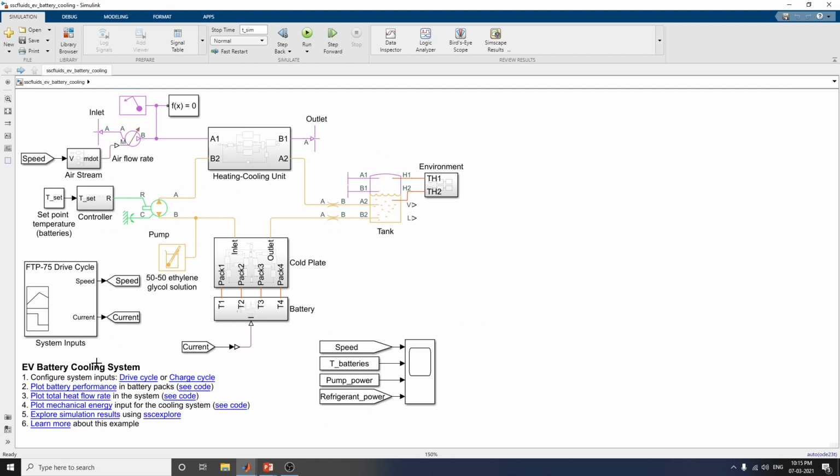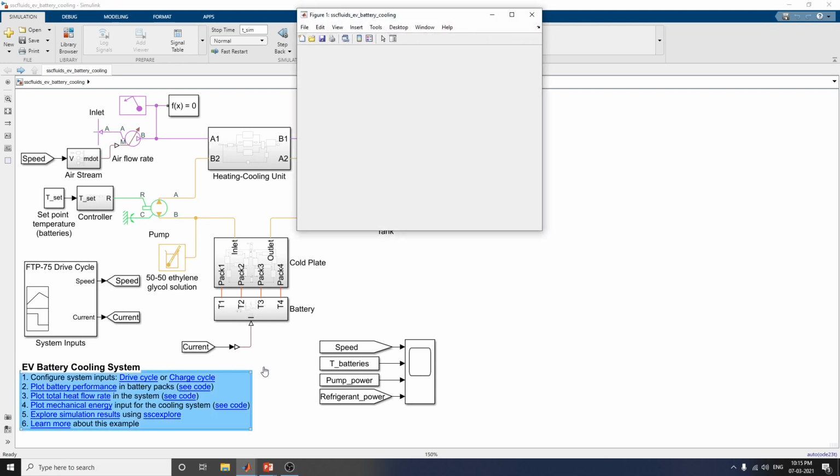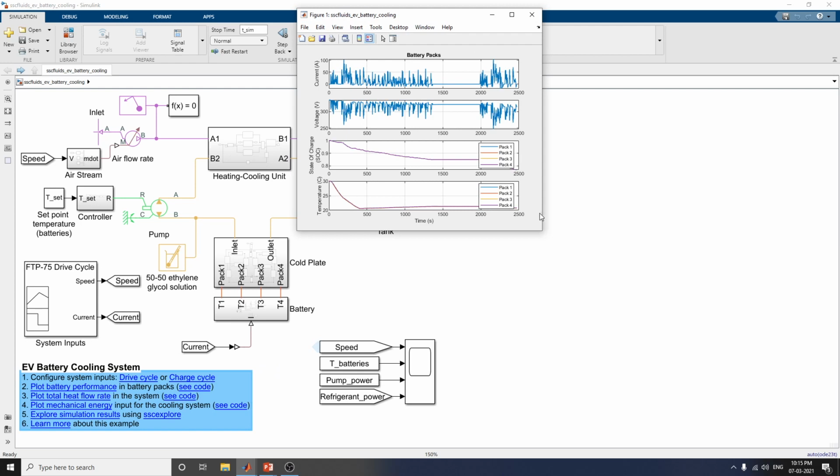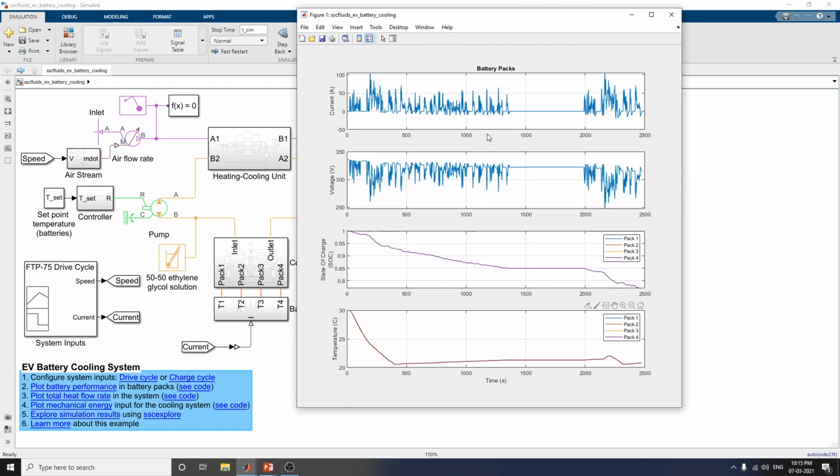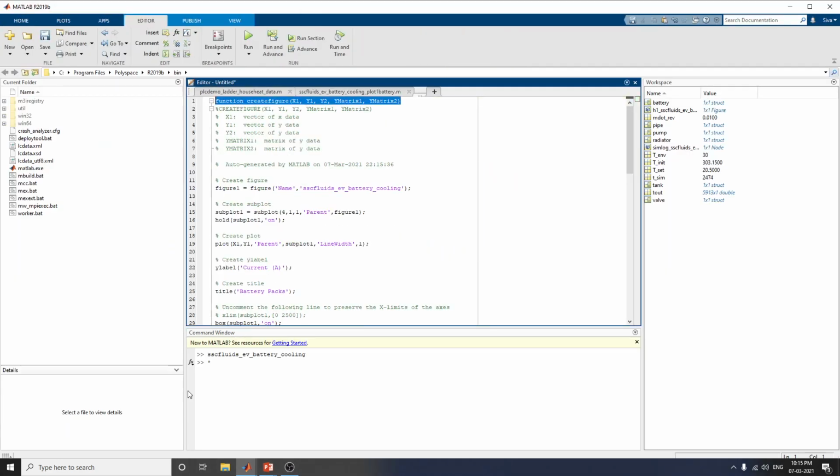Also we can see another important aspect of this EV battery cooling system cycle: you can plot the battery performance in terms of battery packs current, voltage, and state of charge and temperature. Here itself you can get. Also based on that you can generate code also. You can generate the reusable code. Here if you click here you will get code.